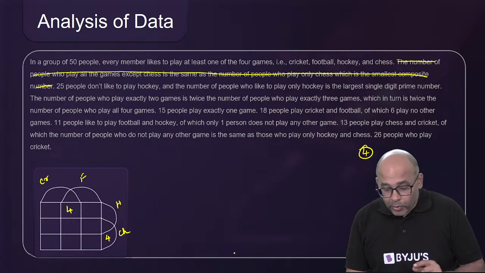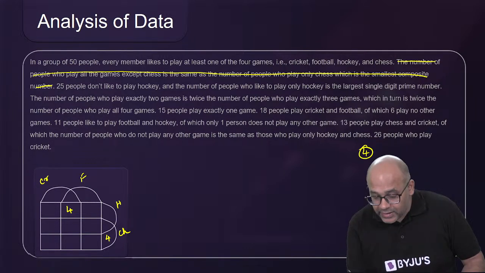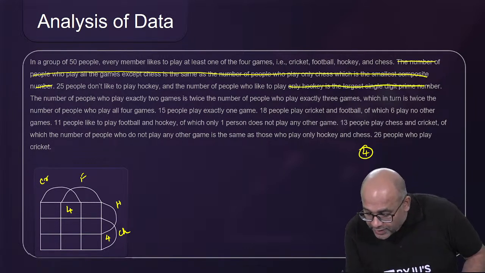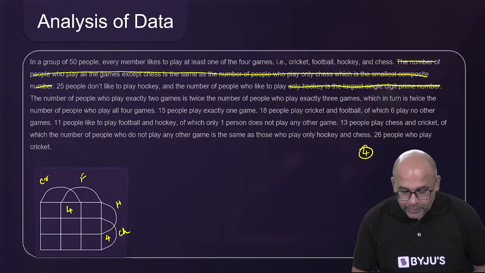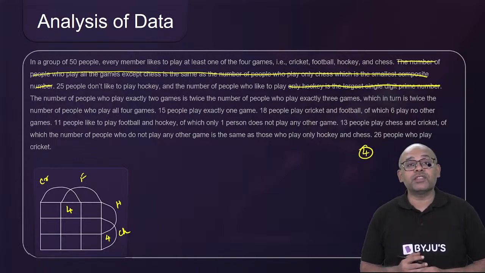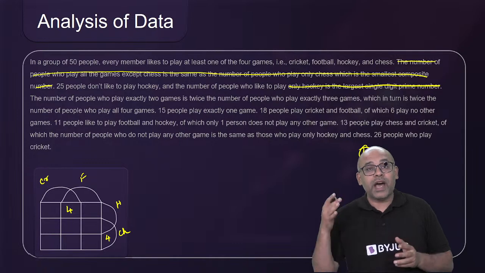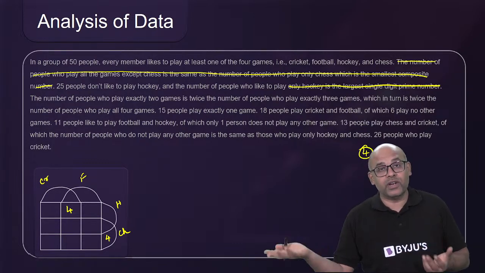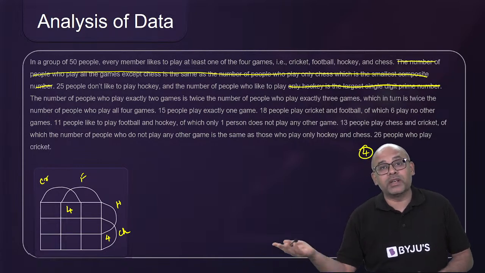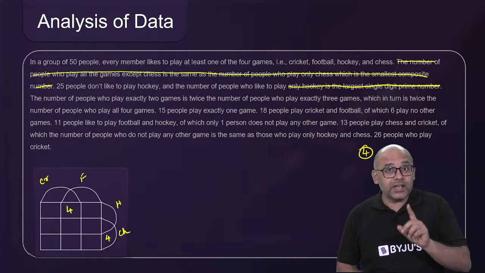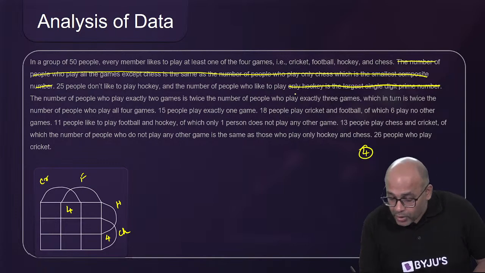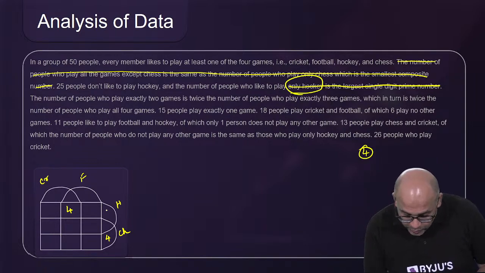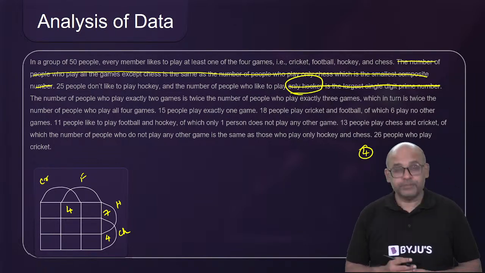And the number of people who like to play only hockey is the largest single digit prime number. Now what is the largest single digit prime number? The largest single digit prime number is 7. After that it is 9. 9 is not a prime number. Then the next odd number is 11, which is a prime. But the single digit largest prime is 7. So where is 7? Only hockey. So this has to be 7.